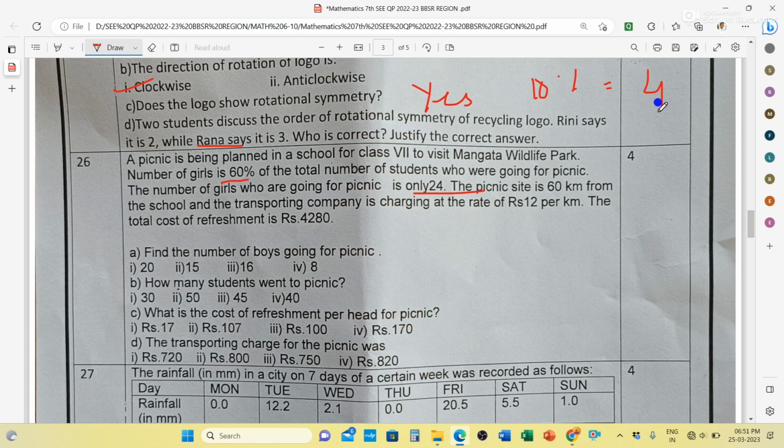How? 60% equal to 24. So 10% will be equal to 4. If you divide 60 by 6, you will get 10. So you have to divide 24 by 6. So it will give 4. So 10% equal to 4. So 100% equal to 40. So the total number of boys and girls who have gone for the picnic will be 40. Again, the number of girls is 24. So the number of boys will be 40 minus 24, that is 16.